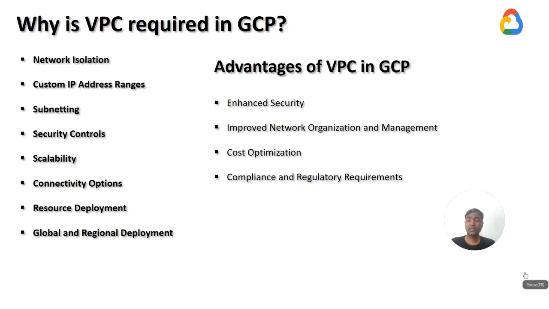Guys, the cost optimization: reduced public IP usage and centralized resource management. Private IP addresses are generally cheaper compared to public IP addresses. The private IP addresses within your VPC often incur lower cost, and optimize resource allocation and utilization within the VPC, potentially reducing overall cloud cost. Compliance and regulatory, guys, meeting industry standards. VPC facilitates compliance with industry and regulatory requirements regarding data security and privacy.